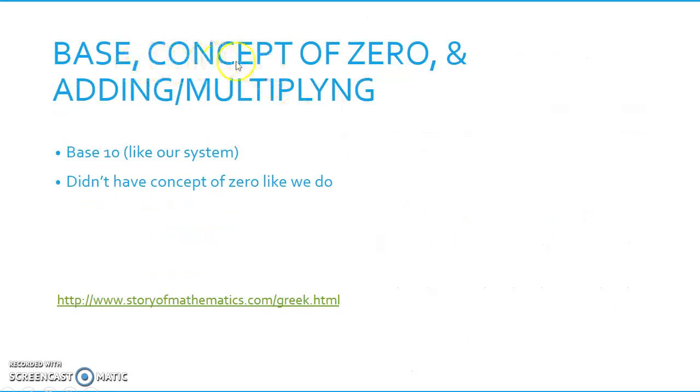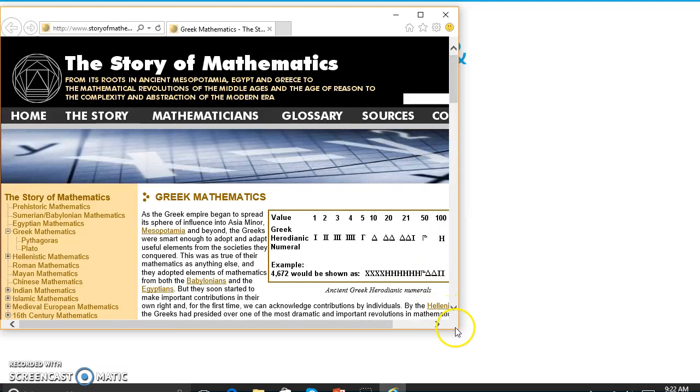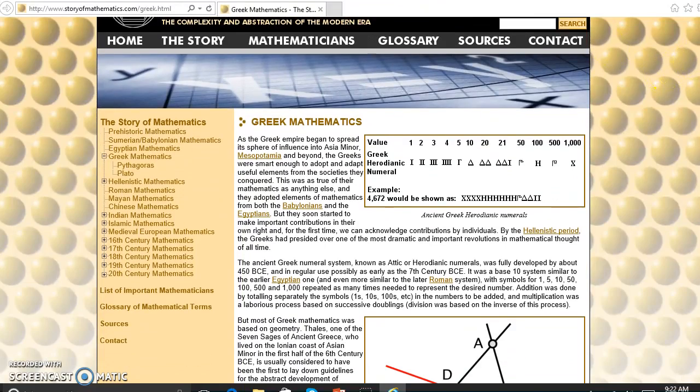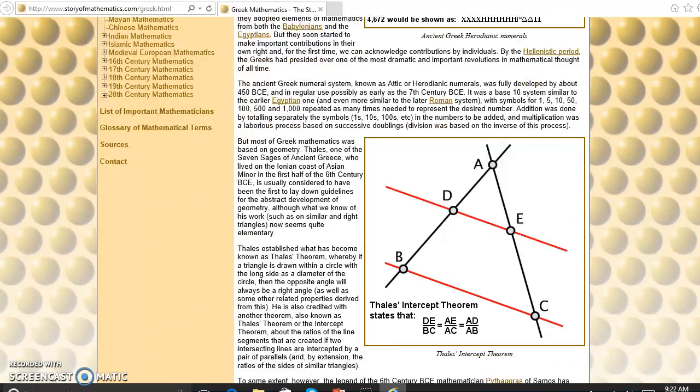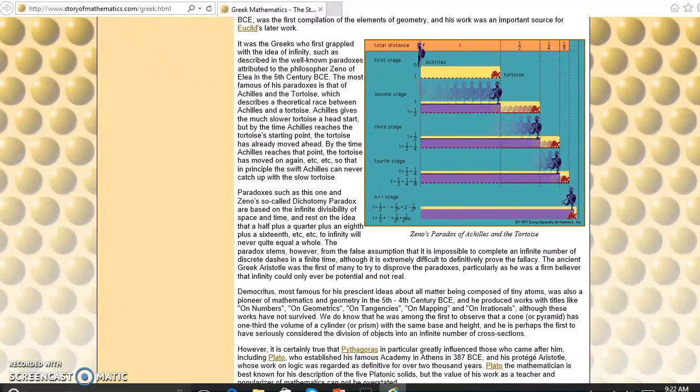So, the base concept of 0 and adding and multiplying. They are in base 10 just like our system, and I could not find anything about having a concept of 0. And this website is just one that I found where you can go and look at the whole story pretty much about how they started, and they'll talk more about the geometry and geometrical processes.